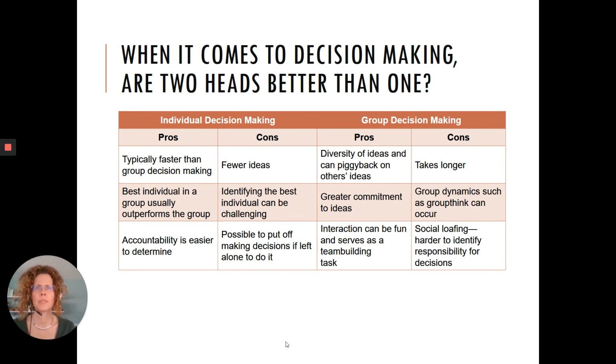Another serious problem is groupthink, which we touched on very briefly when we talked about teams, and I'm going to discuss it in more depth in just a bit. But these are bad things that can happen whenever we find ourselves working with others. And then the last, social loafing, can become more of a problem. It can be harder to identify who's responsible for a decision, and therefore harder to know who to blame or who to celebrate.